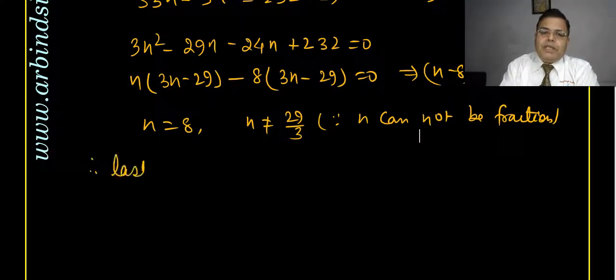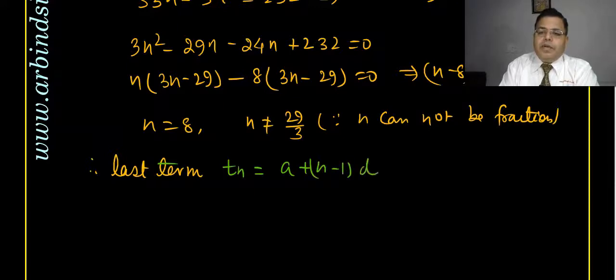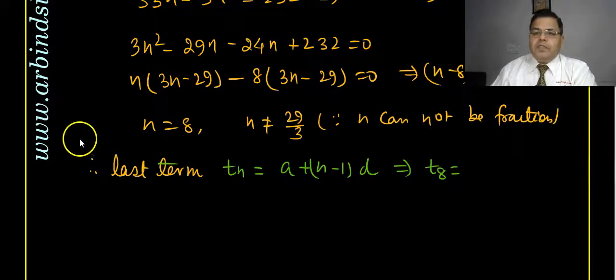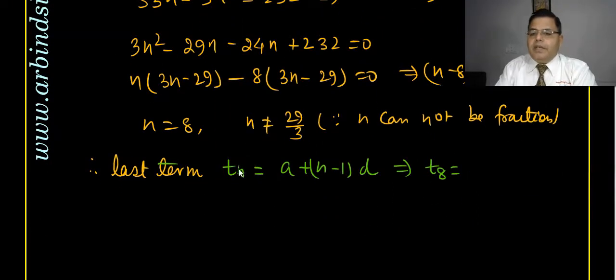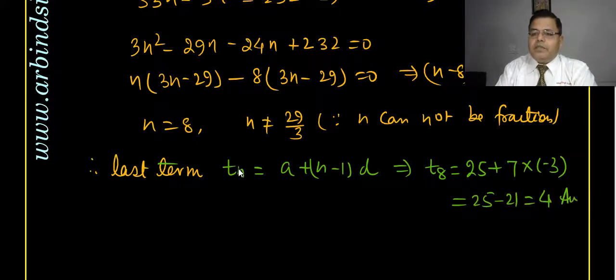Therefore, last term tn is equal to a plus n minus 1 into d. That is t8 is equal to a plus 7d. A is already given there, a is 25, d is minus 3. So we will write 25 plus 8 minus 1 is 7, and d is minus 3. So that is 25 minus 21, which is 4. So I hope you got it, right?